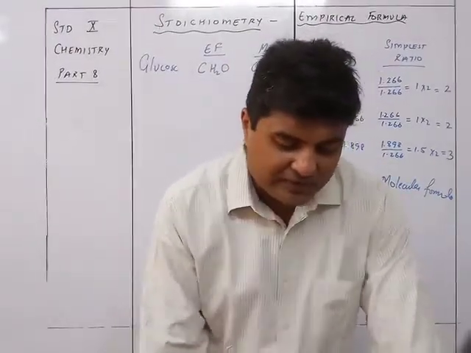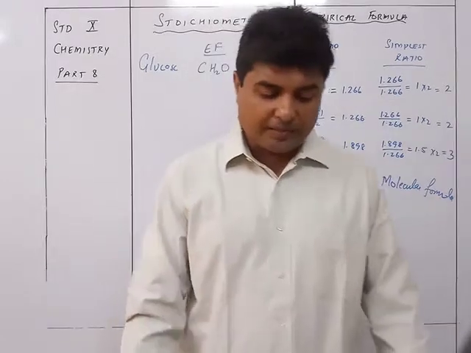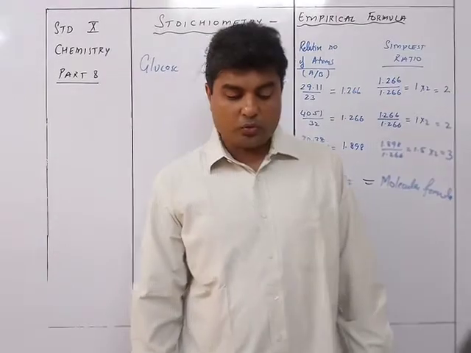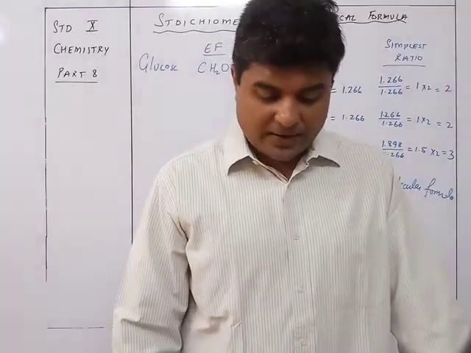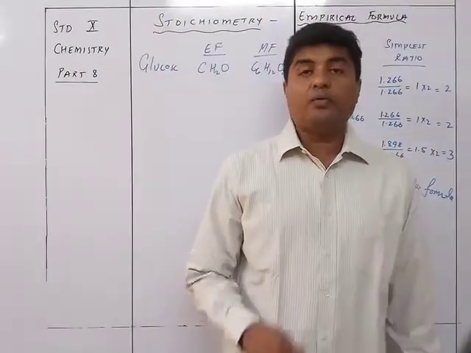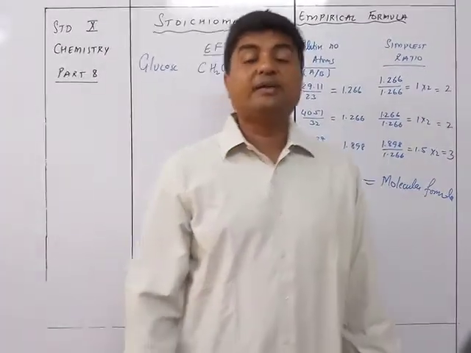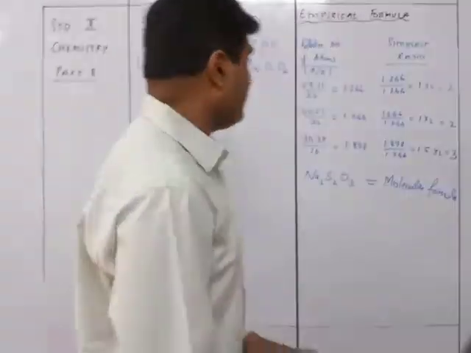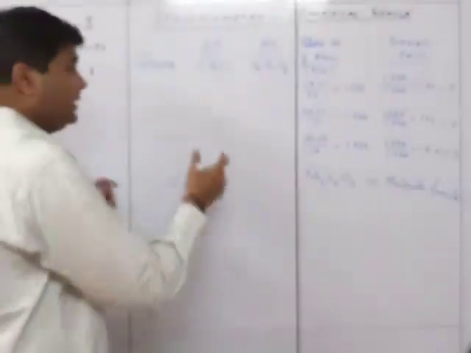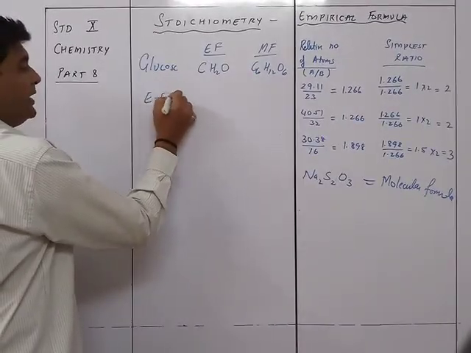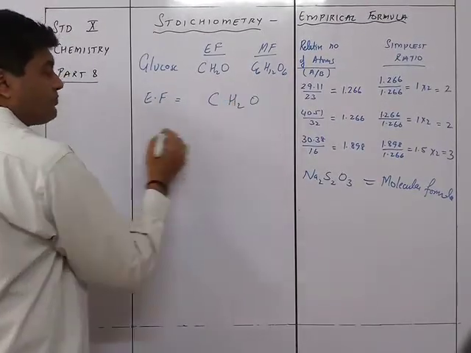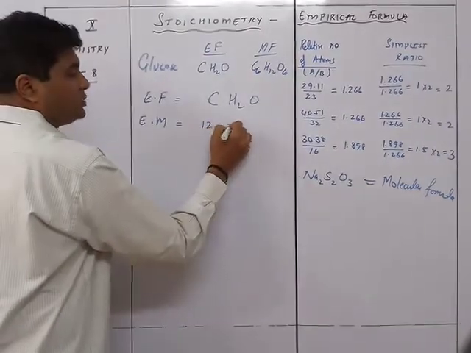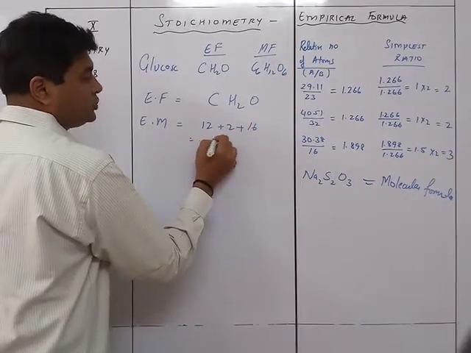So in this case, we want to determine the molecular formula of a compound having the percentage composition: C is 26.59%, H is 2.22%, and oxygen is 71.19%. The vapor density will be given to you, which is 45. So first of all, we'll find the empirical formula by the earlier method, and we will get the empirical formula as CH2O. We find out the empirical mass also. The empirical mass will be equal to 12 plus 2 plus 16, so that is equal to 30.